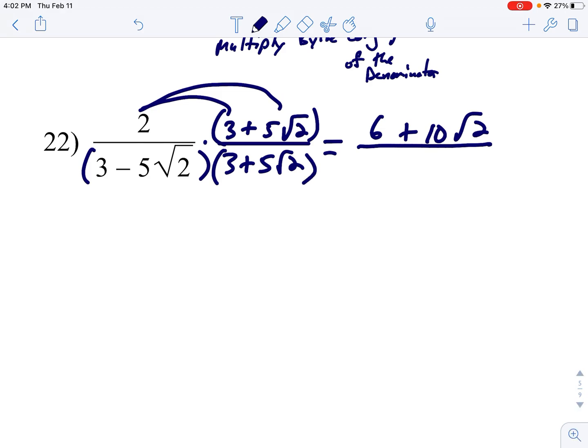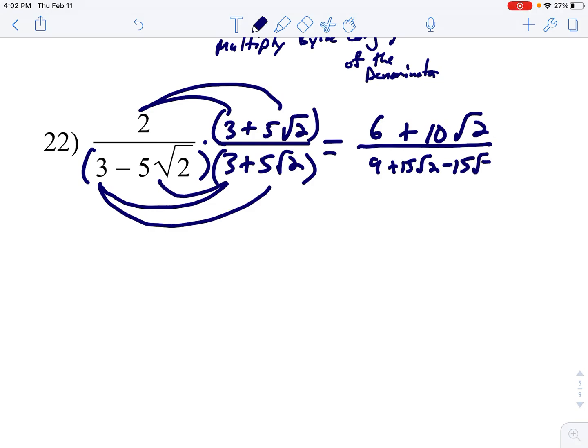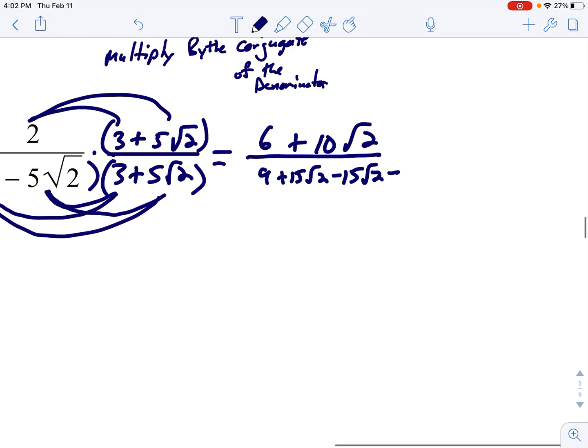Well, the bottom is going to be the big whole FOIL mess. So 3 times 3 is 9. 3 times 5 square root of 2 is plus 15 square root of 2. Negative 5 square root of 2 times 3 is going to be negative 15 square root of 2. Negative 5 square root of 2 times 5 square root of 2 is going to be minus 5 times 5 is 25, 2 times 2 is 4. So, wow, that looks awful.